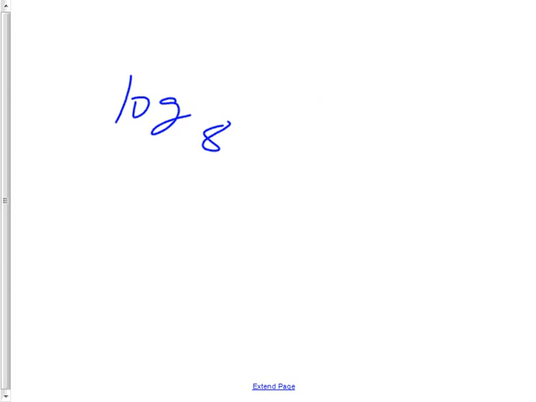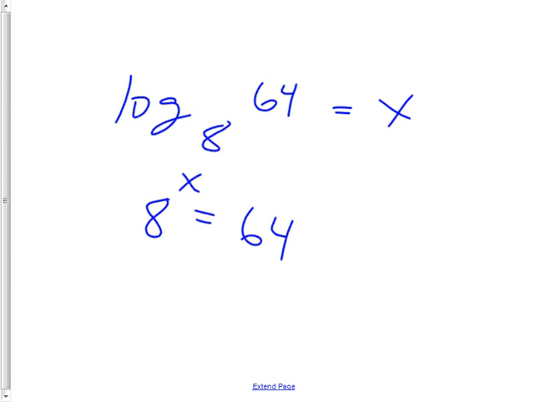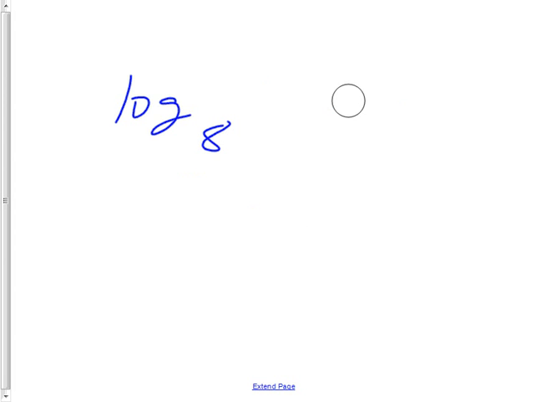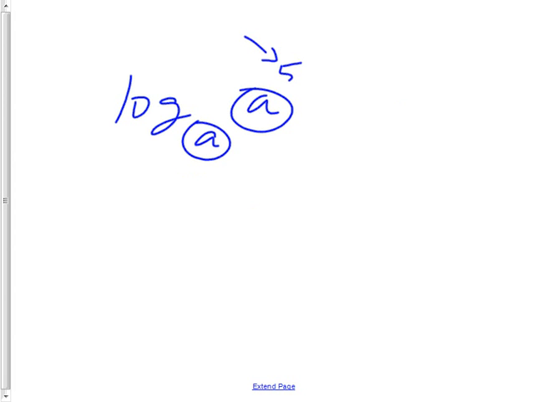If I had done it the old school way, I would have had to go like this. Equals x. 8 to the x equals 64, and then I'd have to think it through and go 8 to the what? Oh, that's got to be to the second. You can do them that way, but it's faster to know the properties. So the property says this. Log base a of a to the 5th would be 5. I've got a couple others that are like that.